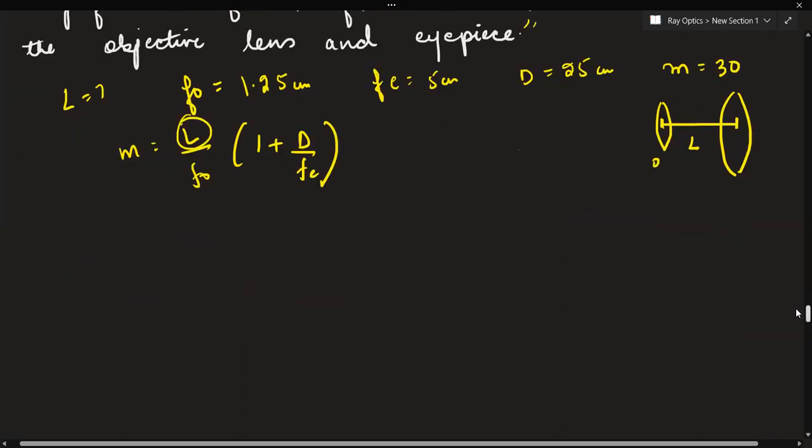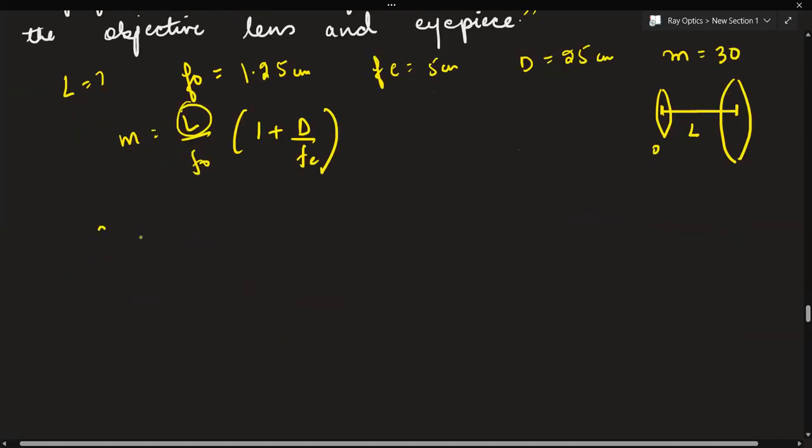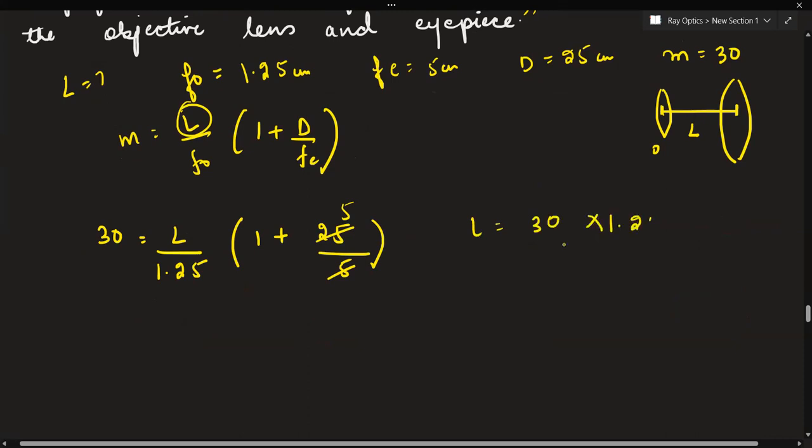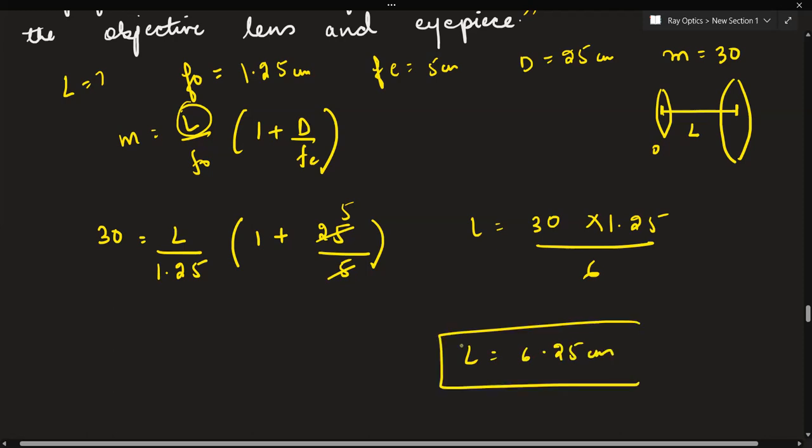So it's just a linear equation question. M is 30, L is unknown, F naught is 1.25. And in case of microscopes, you don't have to put sign convention, as I've told you already. 1 plus D is 25, FE is 5. So this becomes 5 into 5, this becomes 6. So L will be 30 multiplied by 1.25 divided by 6. So length will come, as rightly said by Shahzada, this is 6.25 centimeters. So all those who have not written, just note this down.